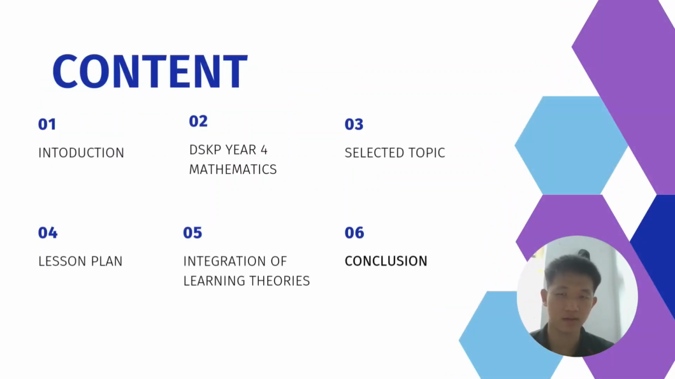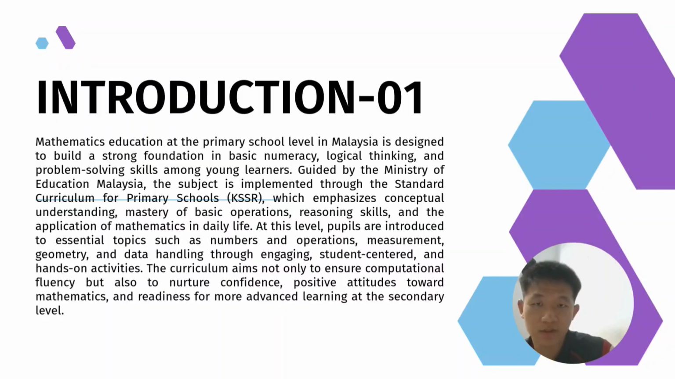The content in the presentation is: first, the introduction; second, the SKP Year 4 Mathematics; third, the selected topic I choose for the presentation, which is mass; number 4 is the lesson plan for the lesson; number 5 is integration of learning theory; and the last is the conclusion. Okay, this is the introduction.